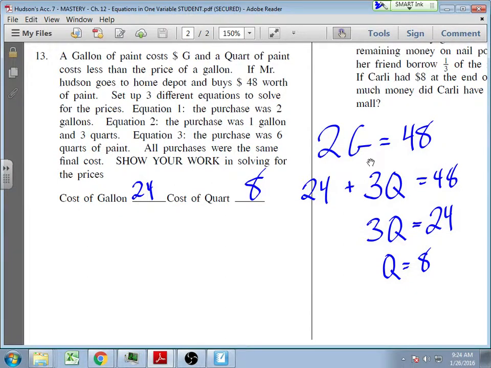Then equation 3, check it. 6 quarts were the $48. If I do that division, I get 8.